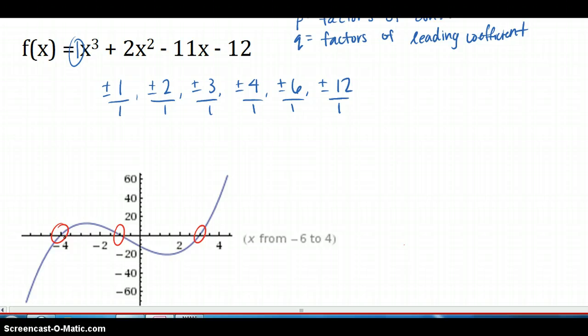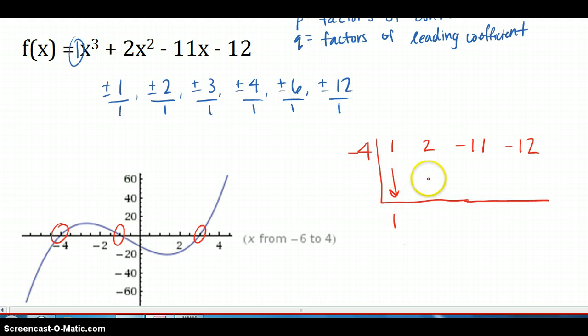And we're going to use synthetic division to check and see if that's a 0 or not. So negative 4 I'm going to try first. And fill in my coefficients here, 1, 2, negative 11, and negative 12, and go ahead and use synthetic division. Bring down the 1, 1 times negative 4, negative 4, 2 plus negative 4, negative 2, negative 2 times negative 4, 8. Add these two, negative 11 plus 8 is negative 3, negative 3 times a negative 4 is 12. We get a remainder 0, that means that it is a 0.